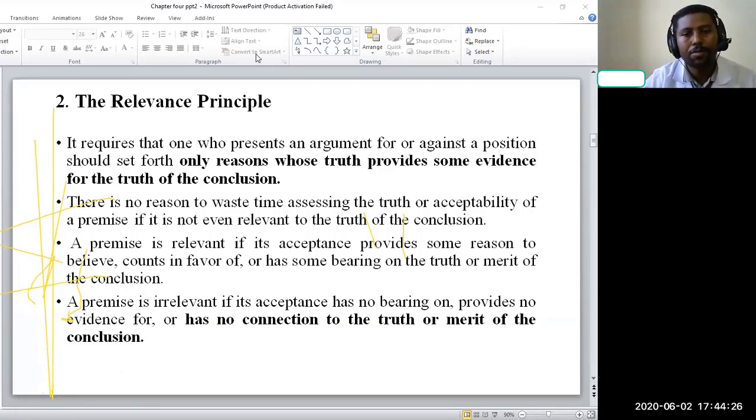The second principle is the relevance principle. We have seen this in the standards of critical thinking, and I think you have a good understanding of what relevance means. We have said relevance is all about relatedness and connection.